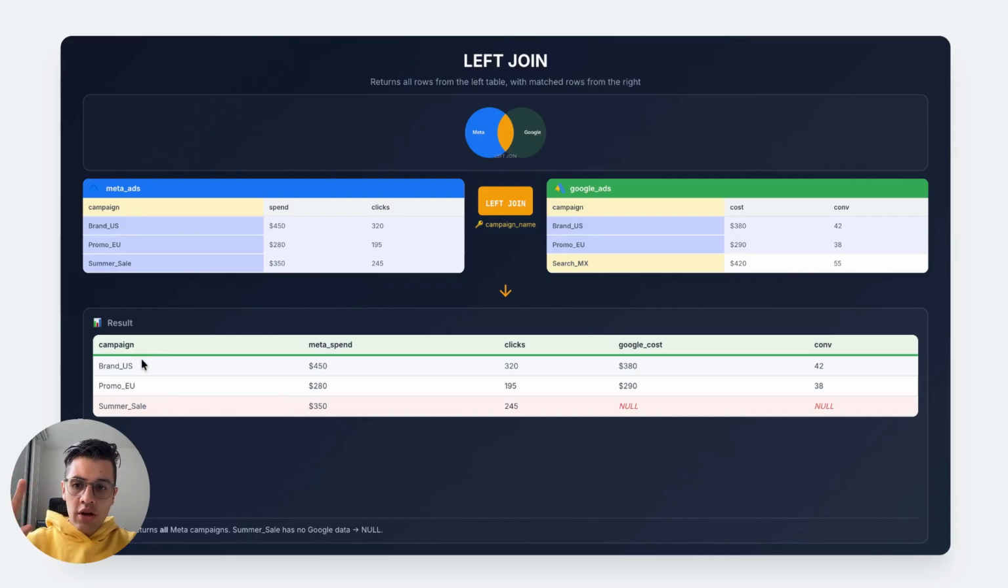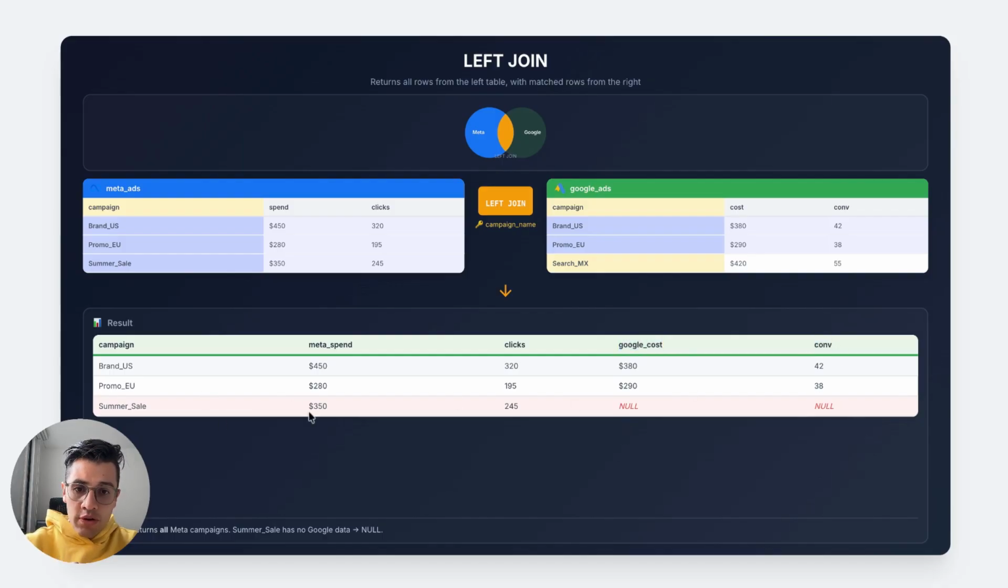Since we did the left join, we have a campaign column, a meta spend column, that is this one right here, a clicks column, that is this one. And since we did the merge, now we are bringing information to the matching rows. In this case, the matching rows were Brand US and Promo Europe, because in both tables they have the same name. So now we are bringing the information from the table on the right, that was the Google Ads table. So for these two campaigns, we are bringing the columns Google cost and conversions.